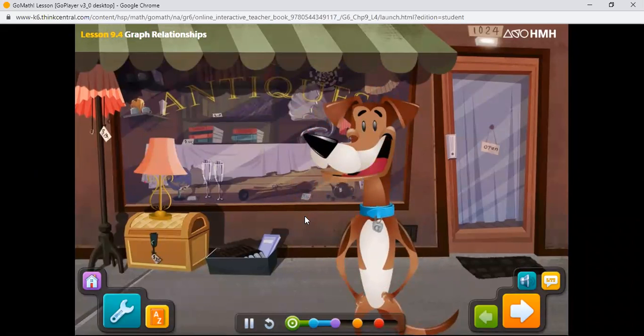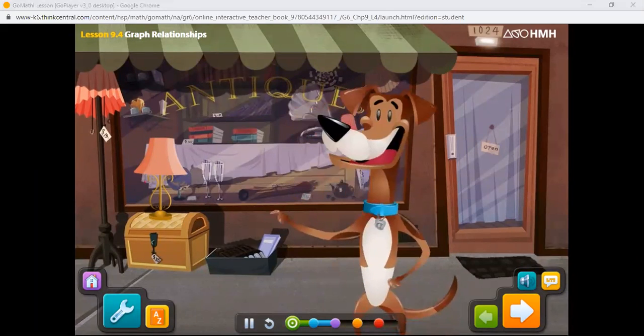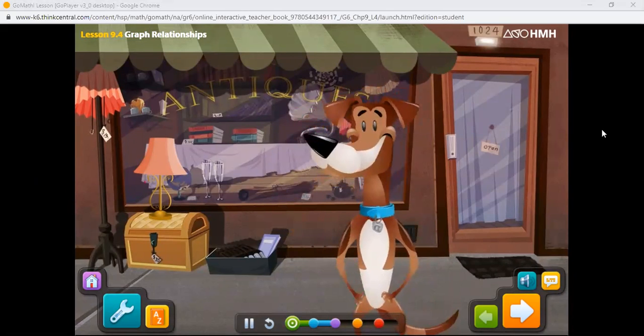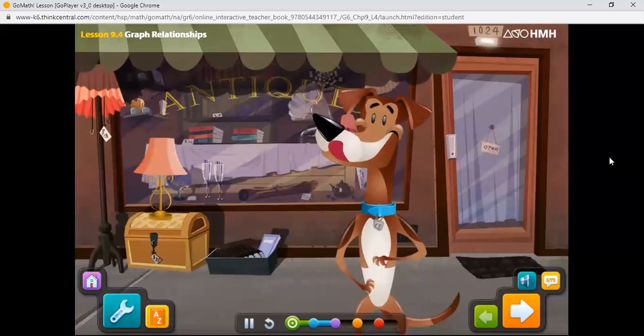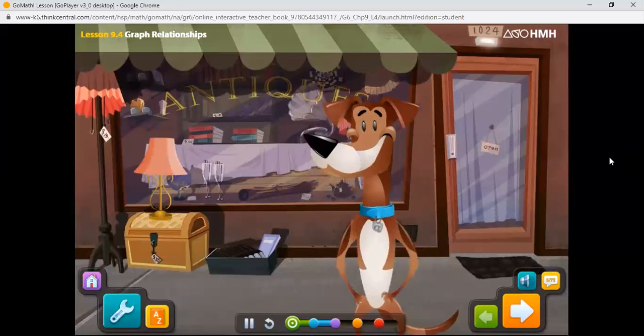Hello, I've been walking for a while, so I'm going to rest here for a few minutes. See that antique lamp over there? The shopkeeper has been trying to sell it for a while now, but she hasn't had much luck. The shopkeeper frequently reduces the prices on items she doesn't sell quickly. Maybe there's a relationship between the cost of the item and the number of weeks it's been on sale. But how can we find this out for sure? Let's see.